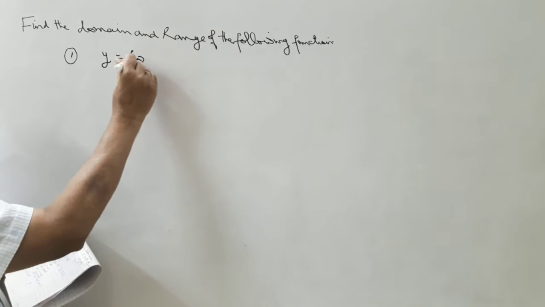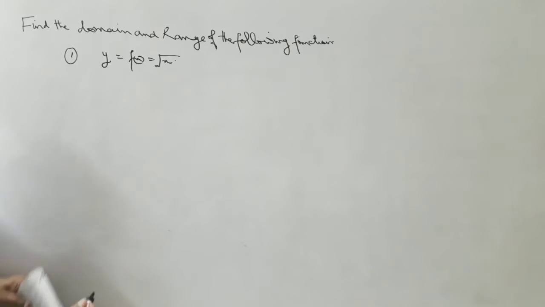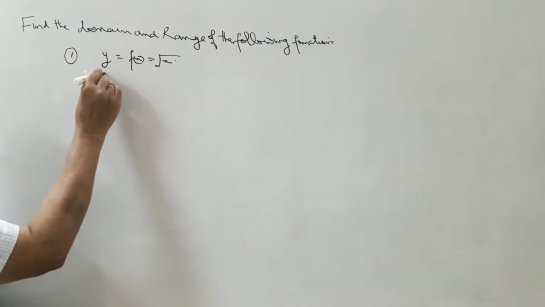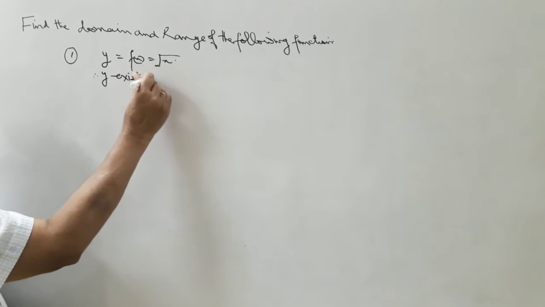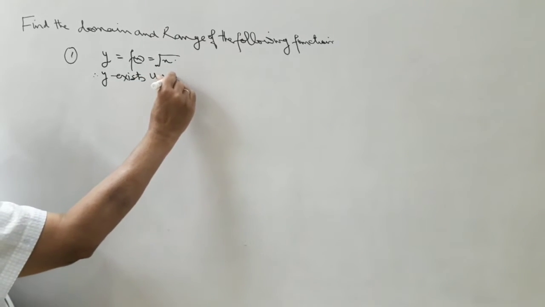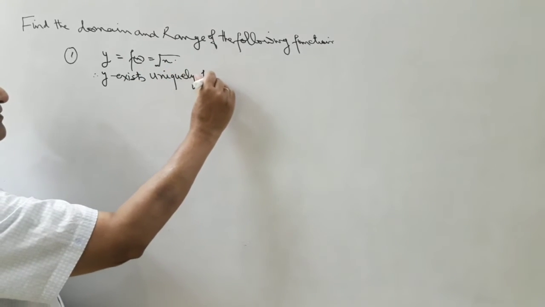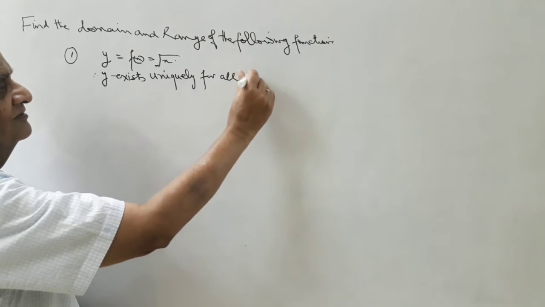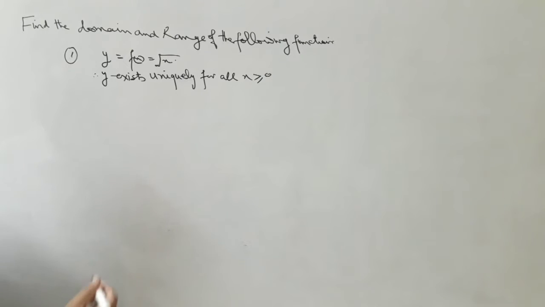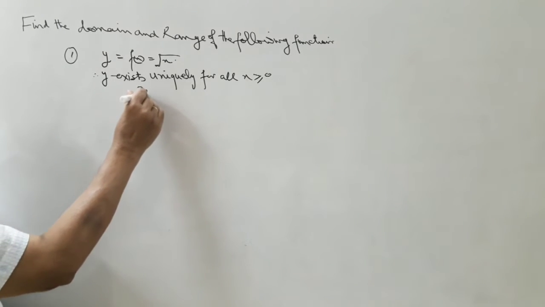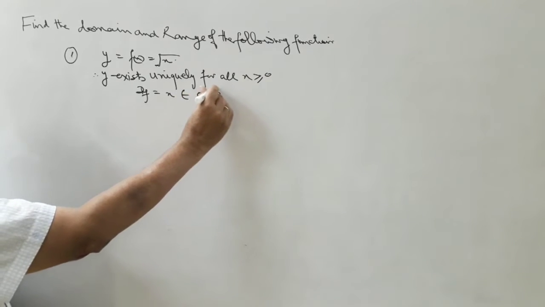y is equal to f(x) is equal to under root of x. See, we say y exists uniquely for all x greater than or equal to 0, because we have under root of x. Therefore, the domain of the function is x belongs to 0 to infinity.